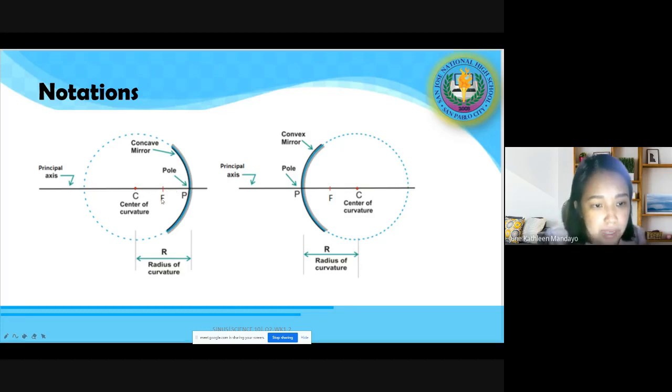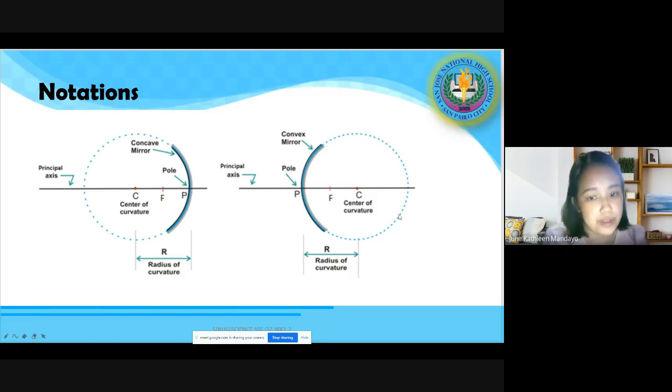And then, if you divide this distance into two, we have here a single point or a specific point we name as F or the focus. So we can identify here that the distance from C and F will be the same as the distance of F from P. So equal lang yung haba nito dapat.